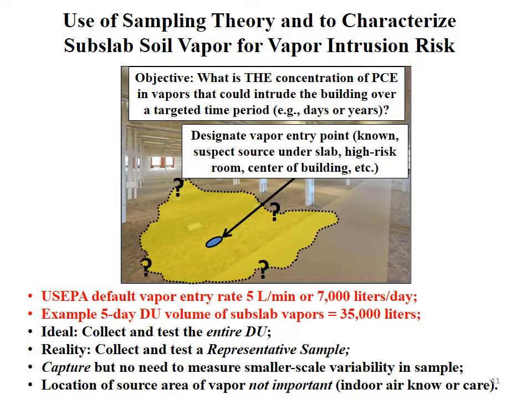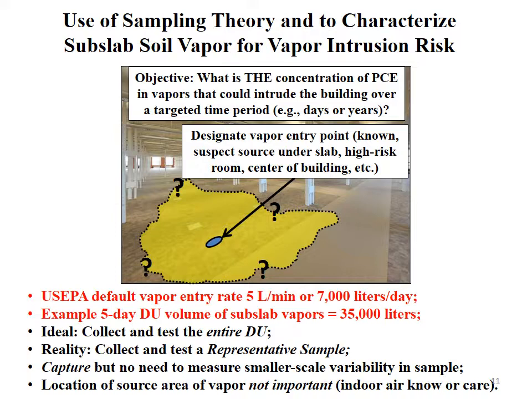Now, if you don't really know much about subslab conditions, there's no reason to suspect a source area under the building. You may just target the center of the slab or the center of the building. So the question again would be, what is the concentration of the VOC in vapors that could intrude the building over a targeted time period through that specific vapor point? So the next thing we have to think about is, what is your decision?